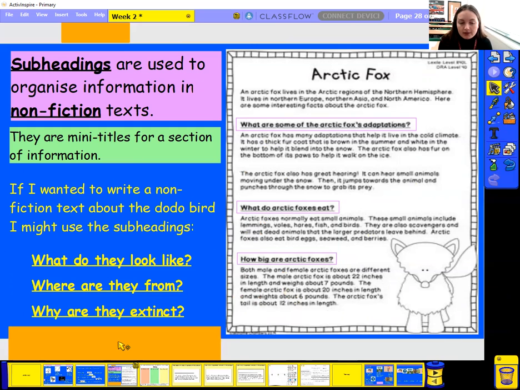And the last subheading, why are they extinct? What could you write underneath this subheading? What can you remember from yesterday's lesson that could go under this subheading?